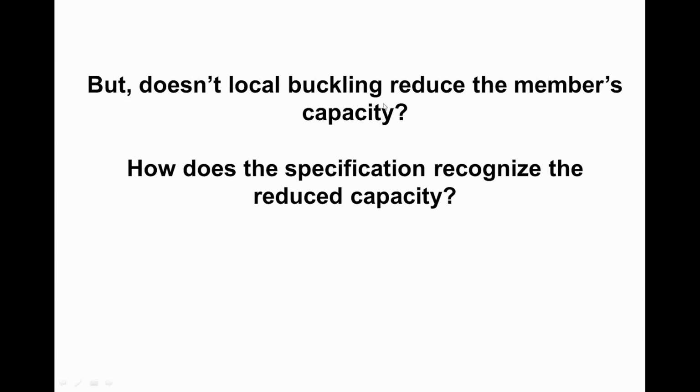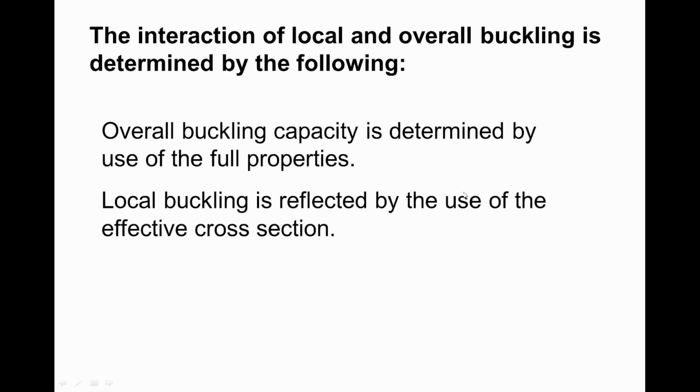So doesn't local buckling reduce the member's capacity? Obviously it does. We've talked about that. How does the specification then recognize that? What we find is that there is an interaction between local buckling and overall buckling. Again, think of local buckling as this localized deformation in the section, as I illustrated about three or four slides back in that flange. Overall buckling would be the entire member moving laterally.